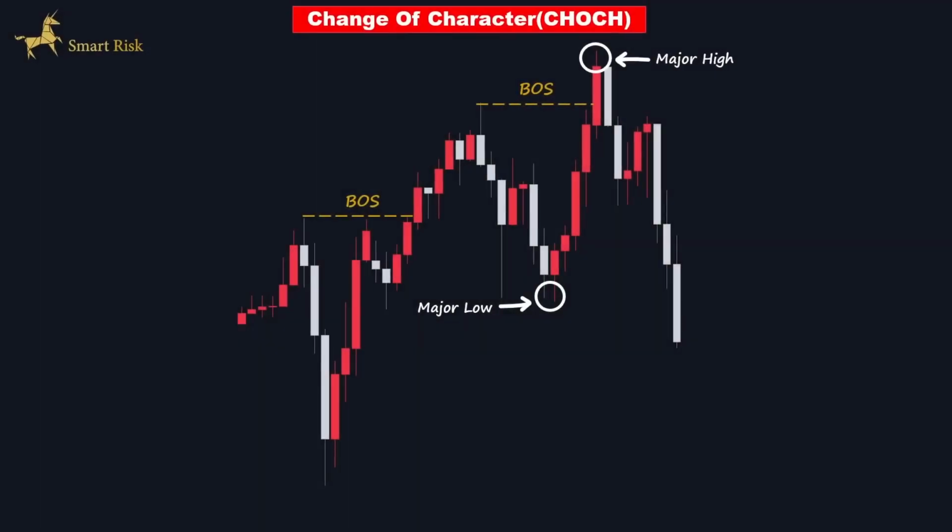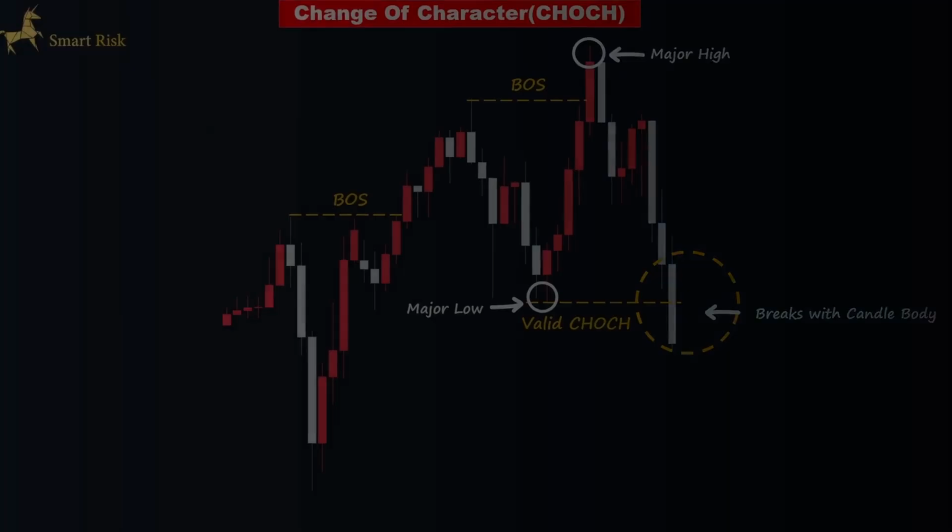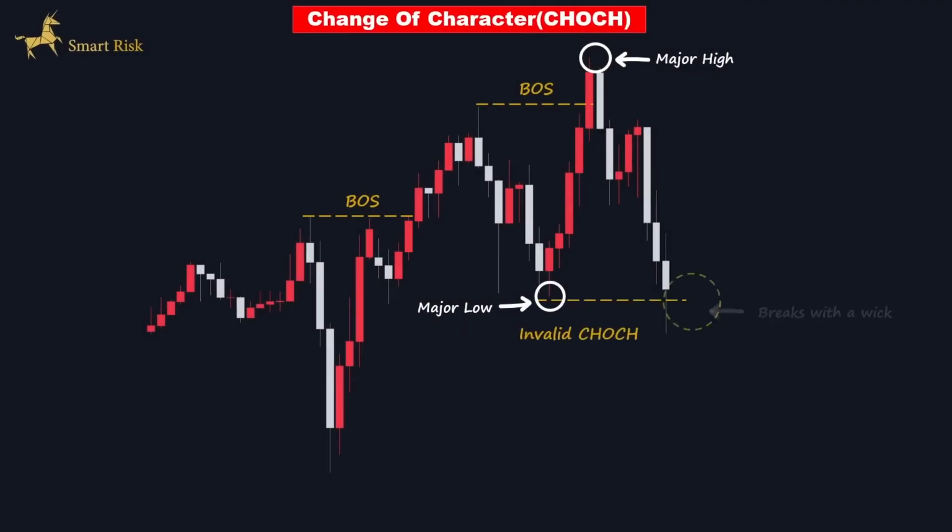Furthermore, it's crucial to always remember that in a bullish scenario, a change of character pattern is considered valid only when the price breaks and closes below the last major low with the body of a candle. If the price breaks the most recent structure with a long wick or shadow and closes within the high's range, then the change of character is invalid, and we cannot consider it a market structure shift.